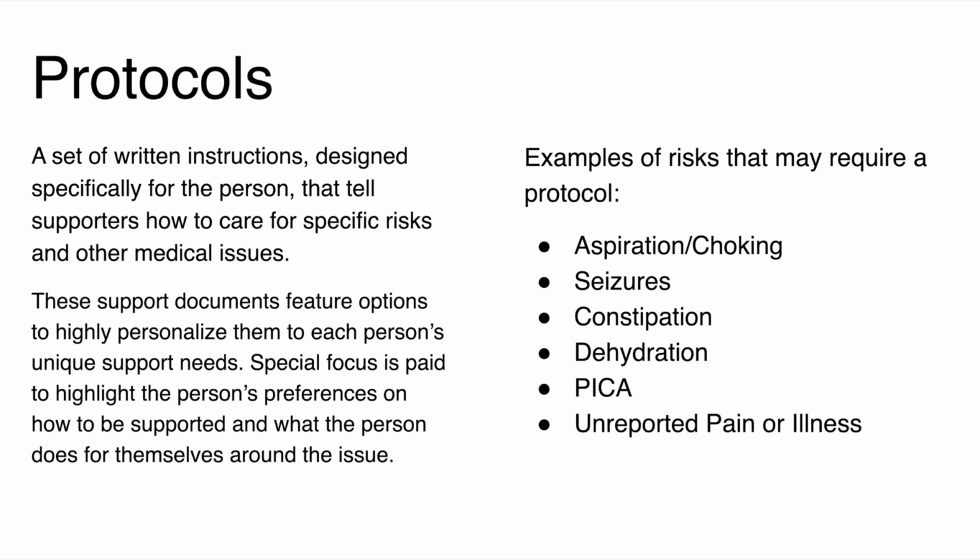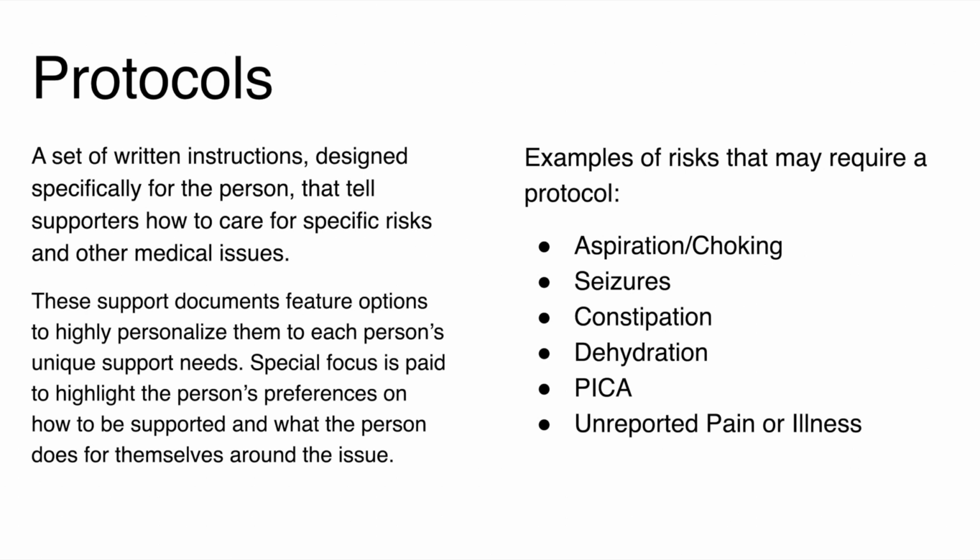Some more common risks that usually have protocols are aspiration and choking, seizures, constipation, dehydration, pica, unreported pain and illness. There are forms that can be found on the Oregon ISP website that are template forms for each of these, and a template form that you can use for additional risks if needed. These forms also need to be reviewed annually, usually at the time that the individual support plan is being reviewed.